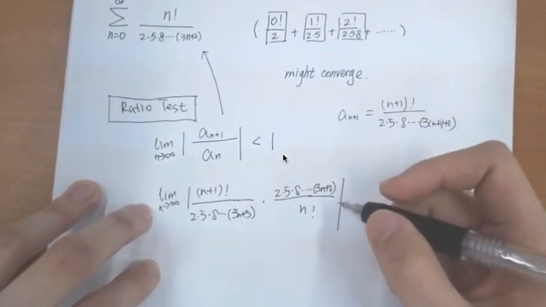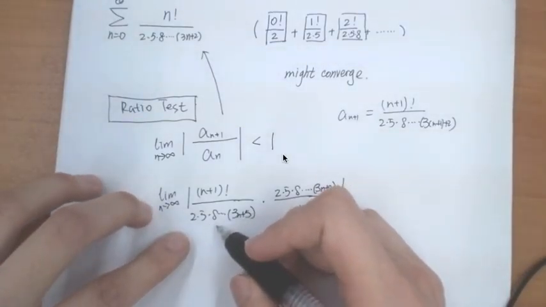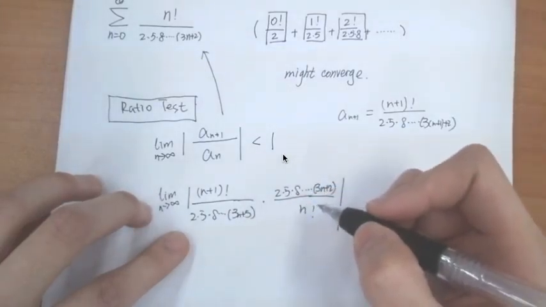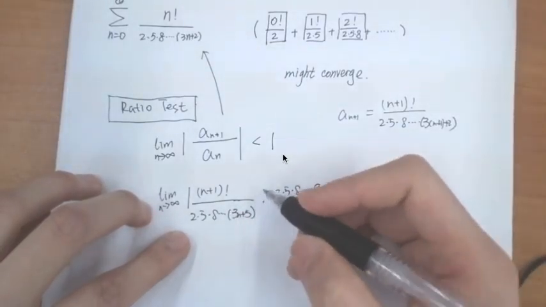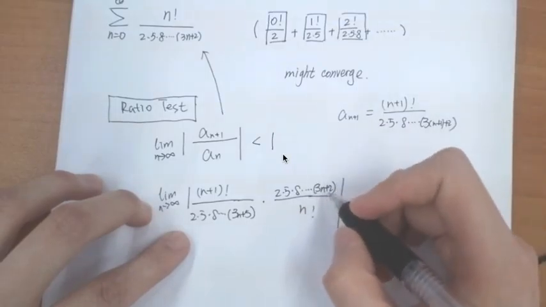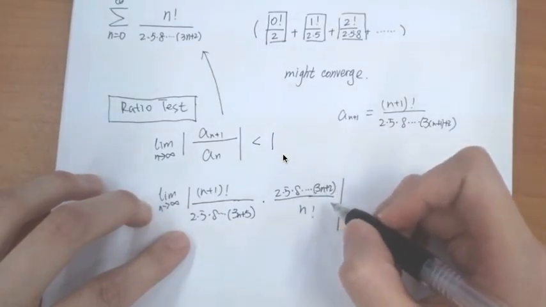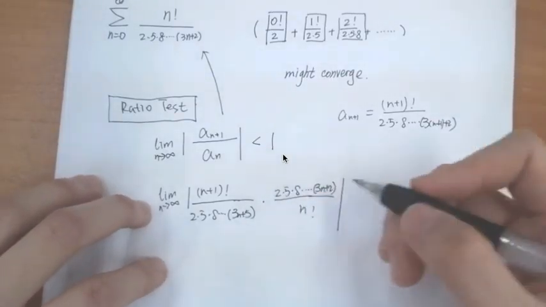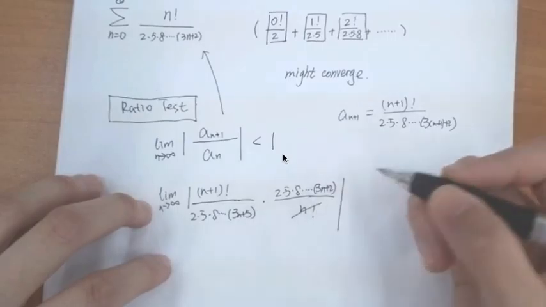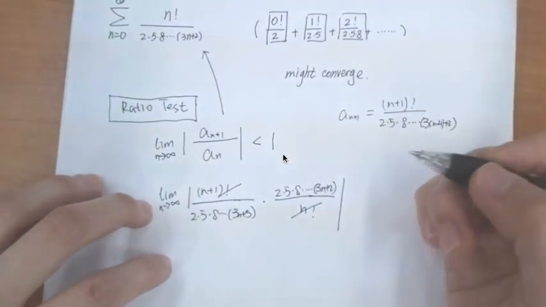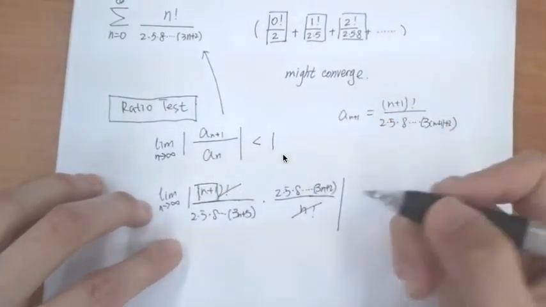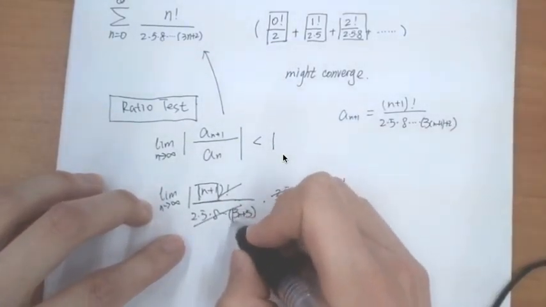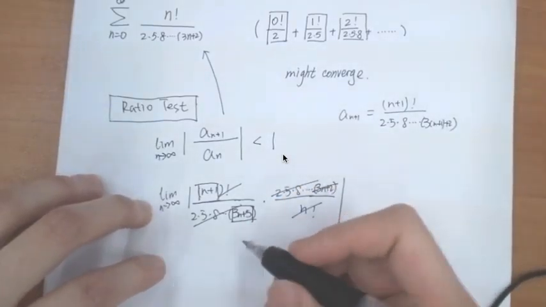We can see that both a(n+1) and a(n) start with the term 2, because 3n plus 5 and 3n plus 2 only apply to the last term of the series. Then we cancel out some of the terms: the n factorial cancels out with (n+1) factorial and leaves only n plus 1. And the 2 times 5 times and so on cancels out and leaves only the last term of a(n).